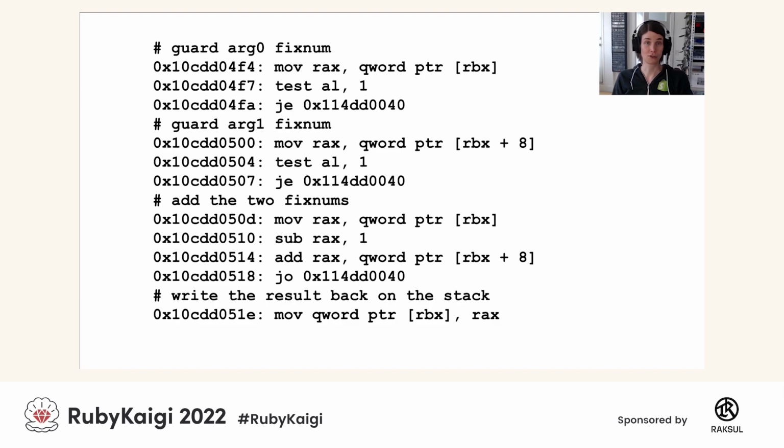So we use the test instruction on x86 to check that the lowest bit is 1. And if the lowest bit is not 1, because the input is not a fixnum, we jump somewhere out of line. And then we check that the second operand is also a fixnum. Then we do the addition of the two numbers with the subtraction and the jump on overflow. And then finally, we write the result back on the stack.